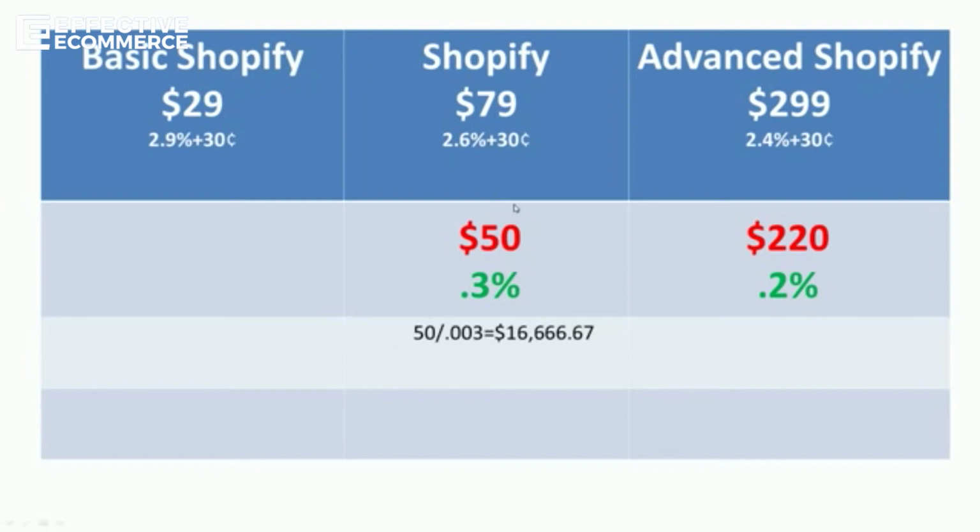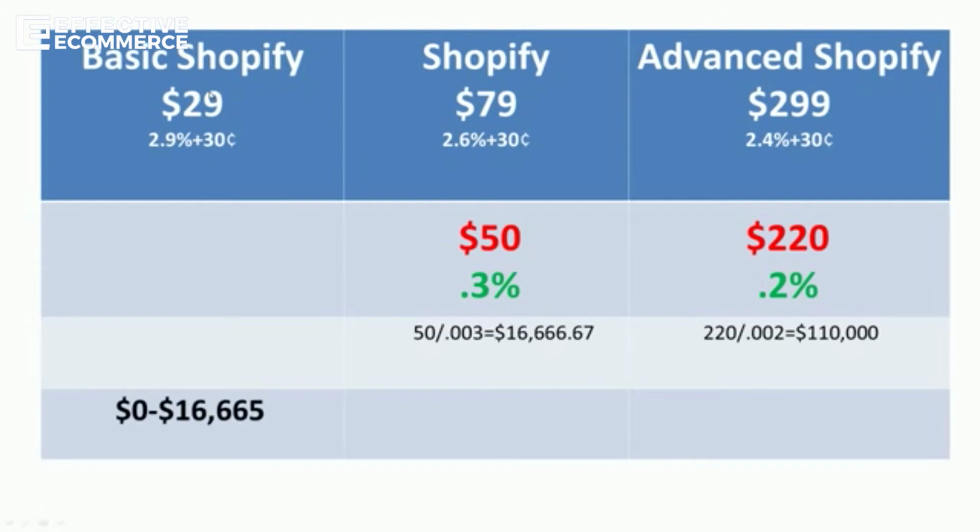So if we divide the difference, $50, by the 0.3%, we get $16,666.67. We'll explain in a second what that means. And then the same thing, if we take the $220, that's the difference between these two plans, divided by the amount of money you're saving, we get $110,000. So that's the break-even point for both of these on when you should switch plans.